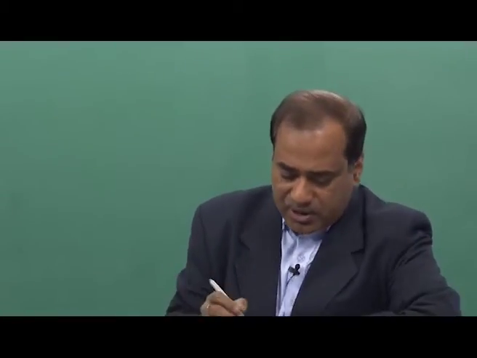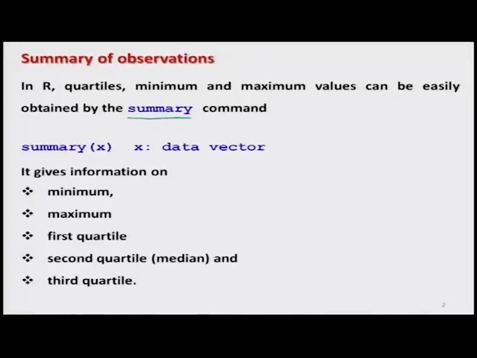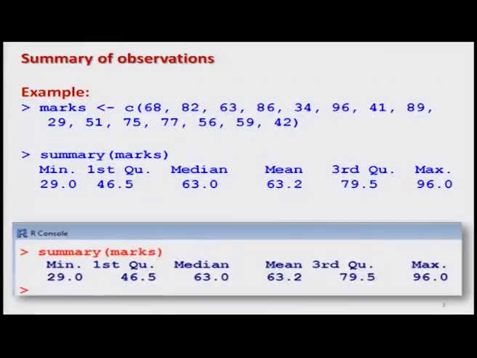So, there is a command here, summary, and this command gives us the information on the minimum, maximum, first quartile, second quartile which is actually the median, and third quartile from the same function. The syntax of this function is summary, and inside the argument we have to write the data vector. So, let us take an example here and see how it operates.